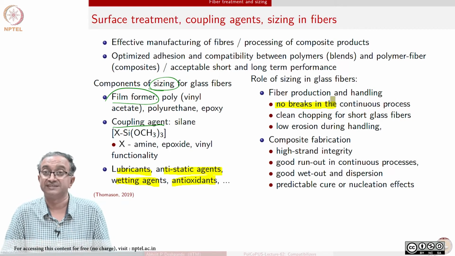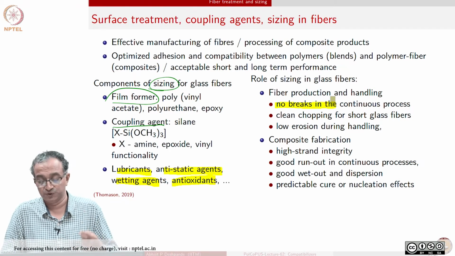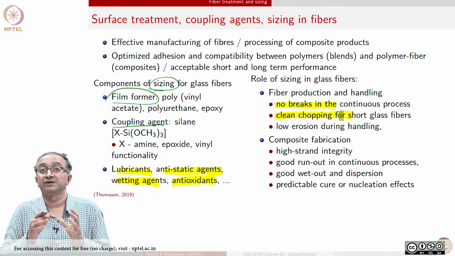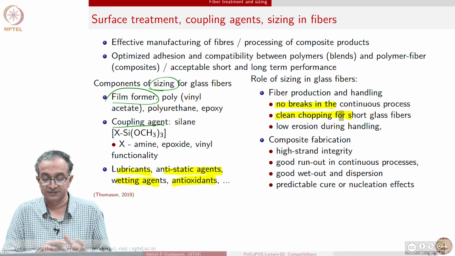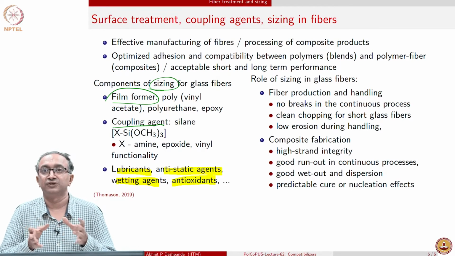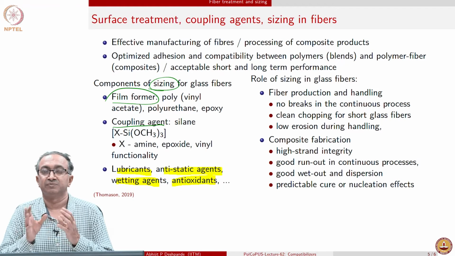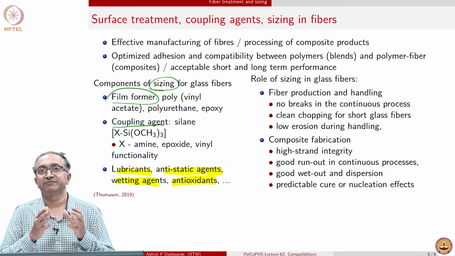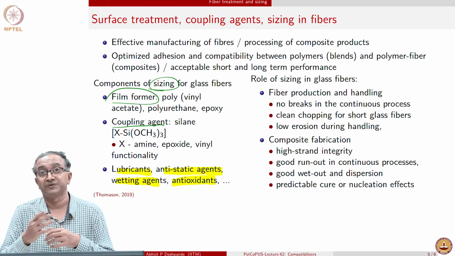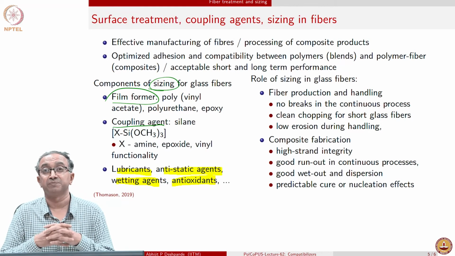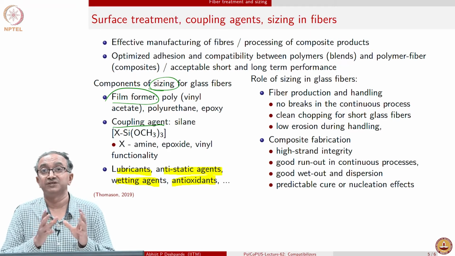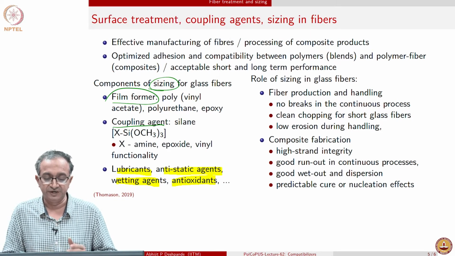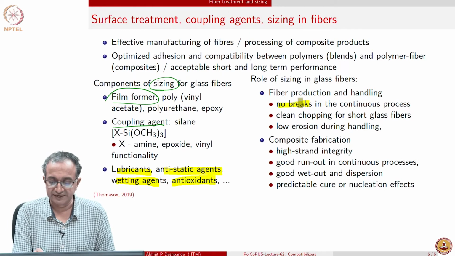So, there is no breakage when we use a continuous process to wind these fibers. And also when we do chopping and cutting for various different applications, the sizing has a very important role, not just during composite manufacturing, but also during fiber production itself, because in the end these fibers perform a very important role of reinforcing the overall polymeric composite, and their performance is very crucial to the performance of the composite.